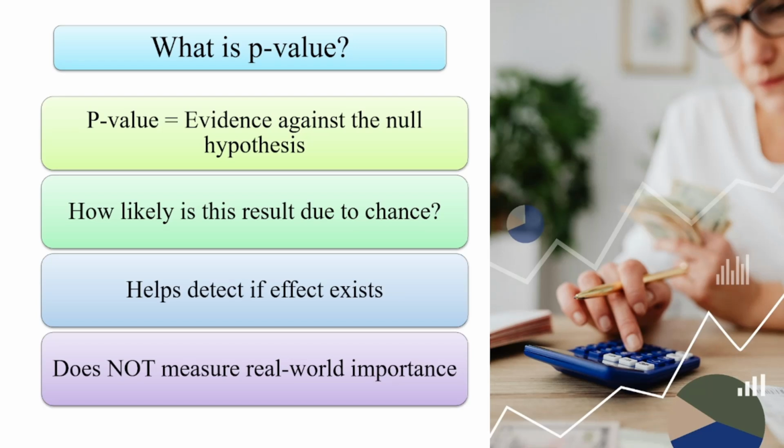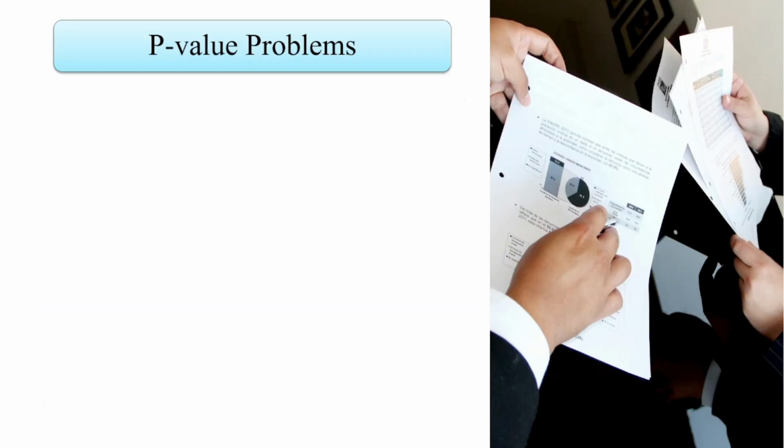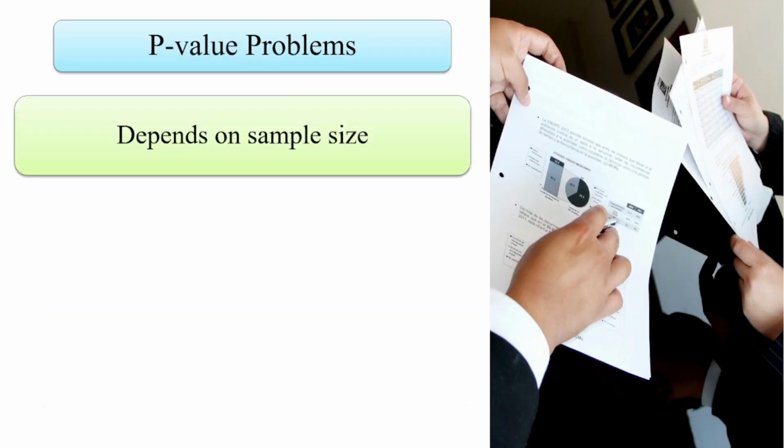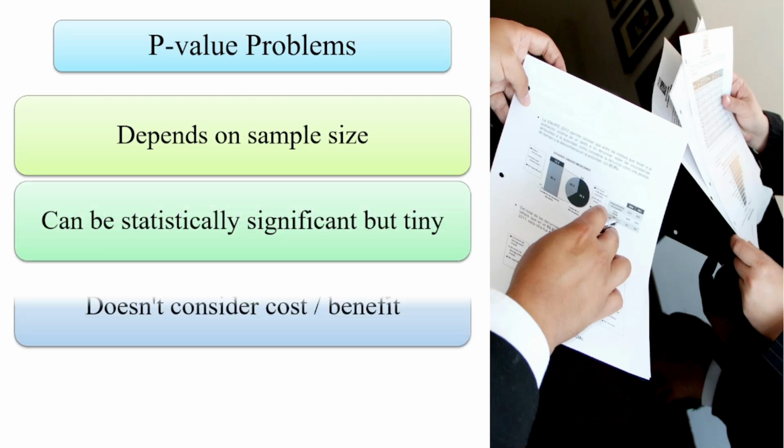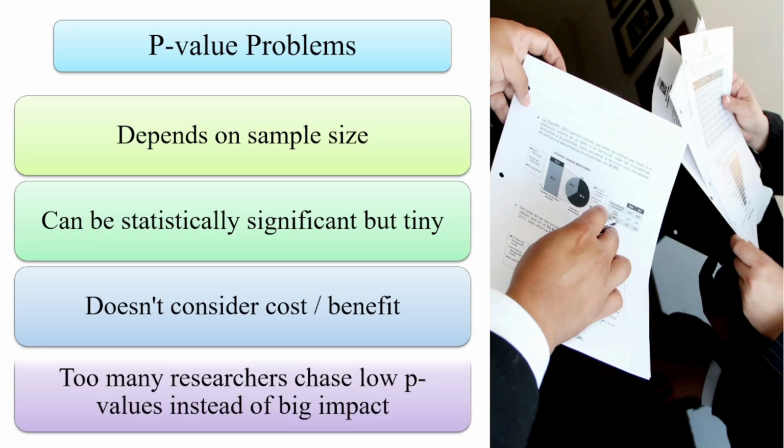P-values sound powerful, but they come with problems. They depend heavily on sample size. Bigger samples make tiny effects look important. A result can be statistically significant, yet practically meaningless. P-values don't care about business realities, cost, or benefit. And too often, researchers chase low p-values instead of real-world impact. Remember, significance is useful, but practical significance drives decisions.